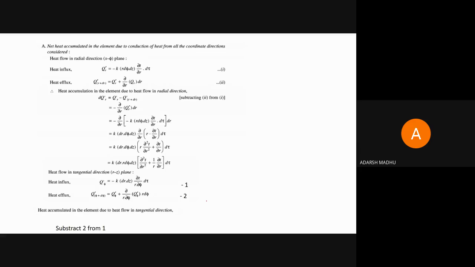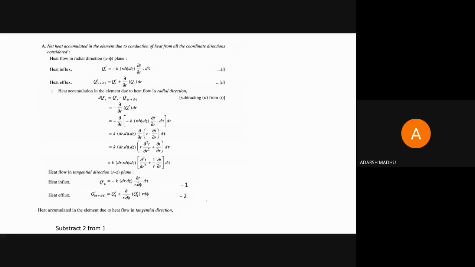So we want to find A, B, and C as in the previous derivation. First, A is the net heat accumulated in the element due to conduction of heat from all coordinate directions, like the x-axis, y-axis, and z-axis. Here, heat flows in the xz plane in the direction of r.